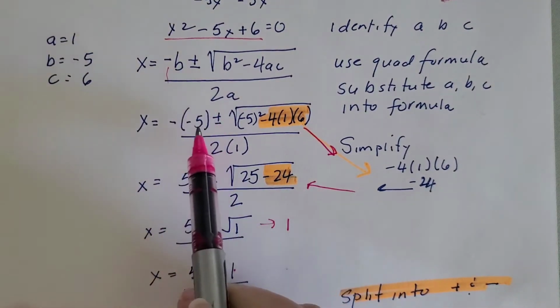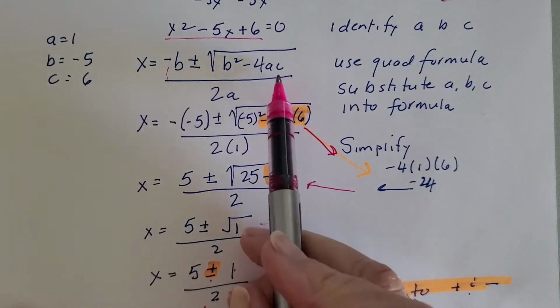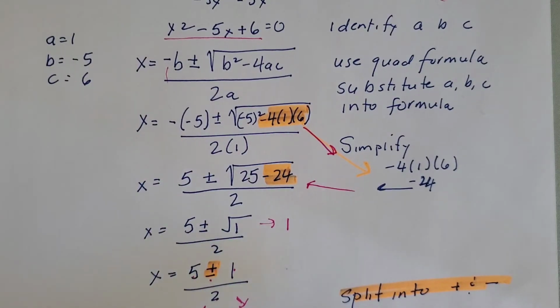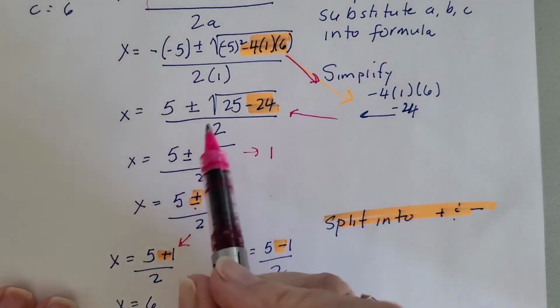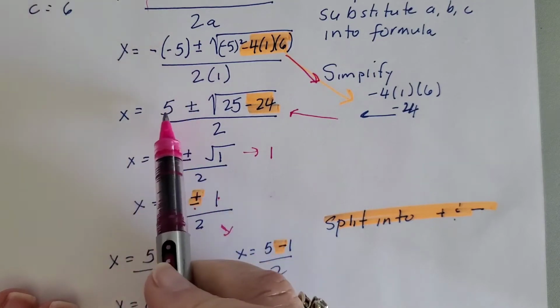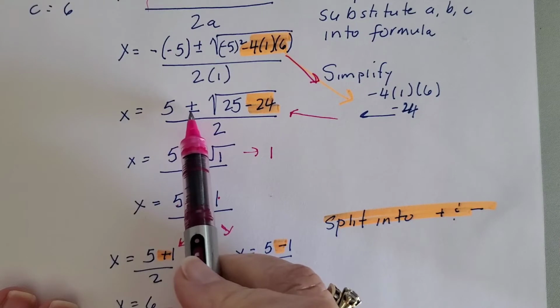So where there's a b, I put a -5. a is 1, c is 6, a is 1. So I just straight up substitute in there, and then we start to simplify. As we simplify, the opposite of -5 is +5. We bring down this plus or minus. We'll deal with that at the very end.